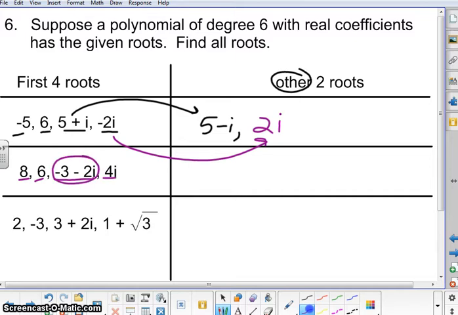Be careful there. So that's going to be a negative 3 plus 2i. You do not change the sign the first time. Stay away from that. And then the other one is a negative 4i. And then the last one, push pause and see if you can get this one.